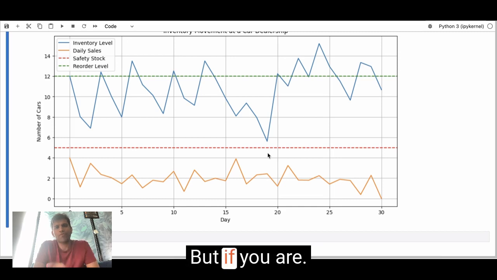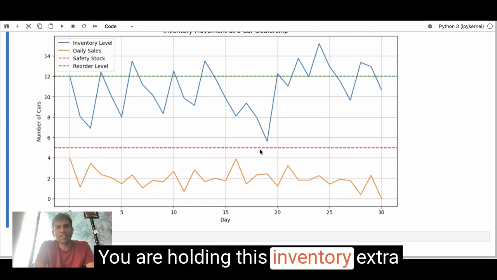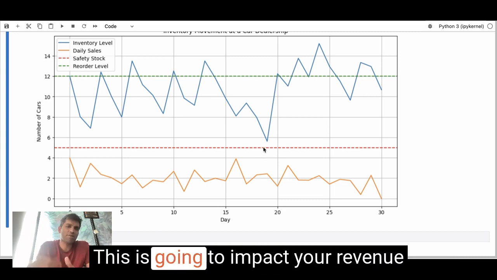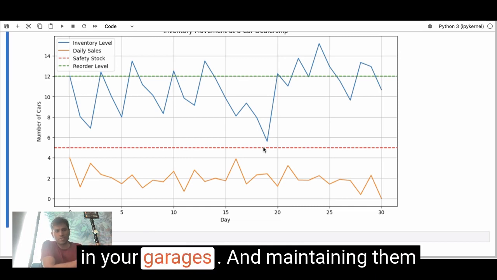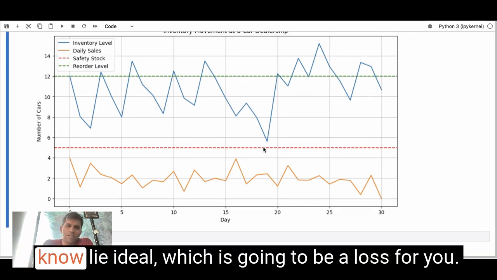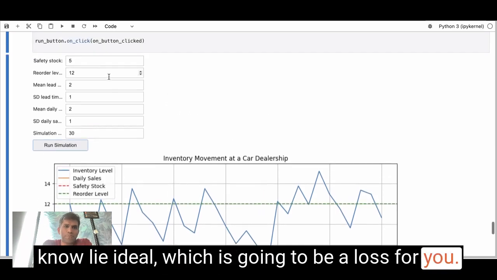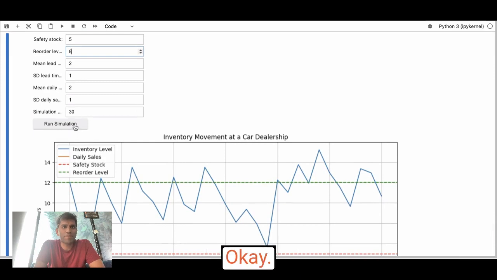point of view. But if you are running the shop, you are holding this extra inventory at all points in time, and it is going to impact your revenue, because the cost of storing those cars in your garages and maintaining them, and the money you have invested, all of those things lie idle, which is going to be a loss for you. Okay. But what if I make it a little tighter, let's say 8?